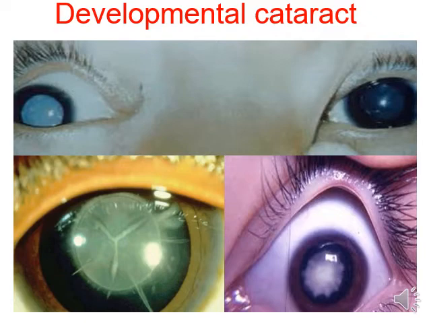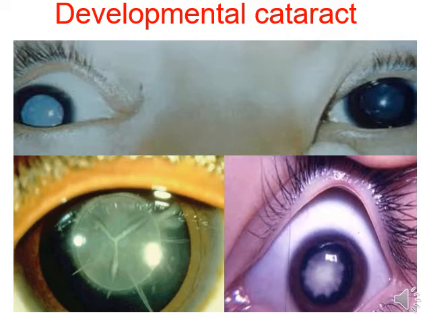Cataract. What is cataract? Cataract means opacification of the human lens. We have four main etiological types of cataract.